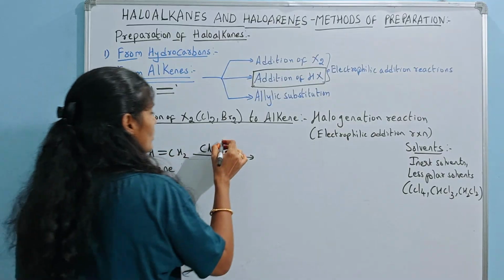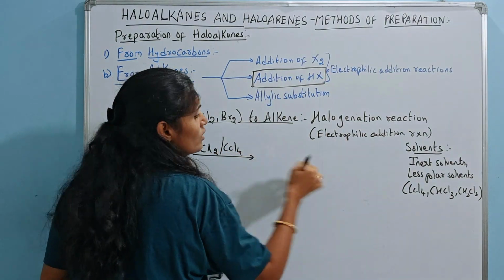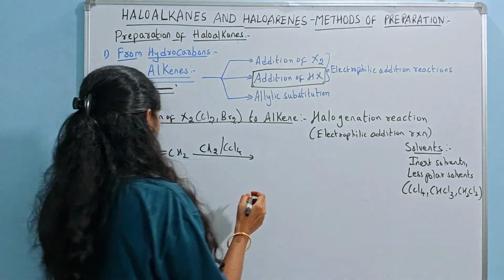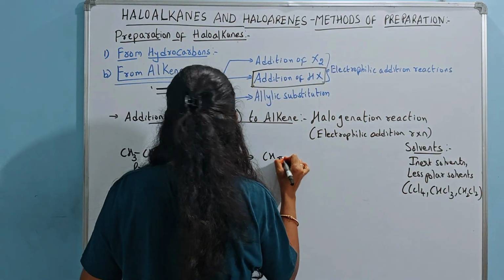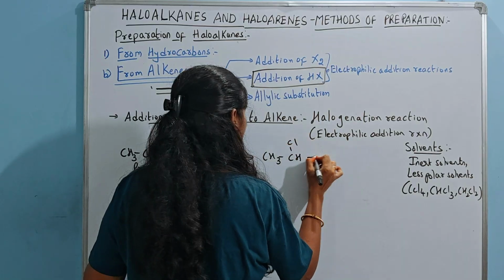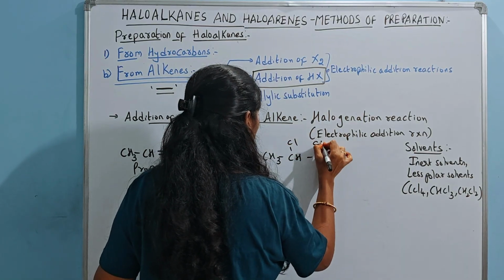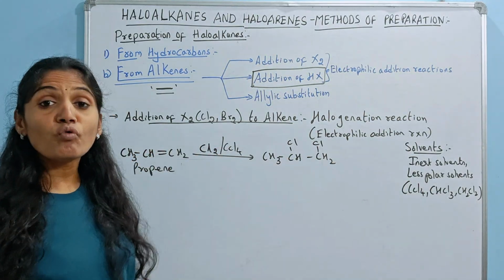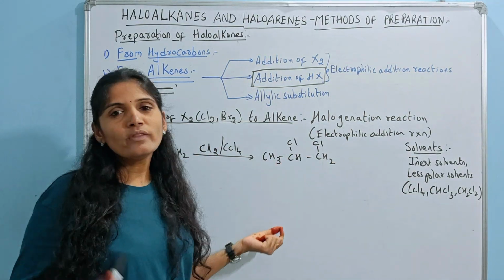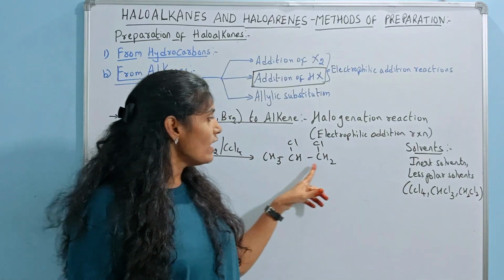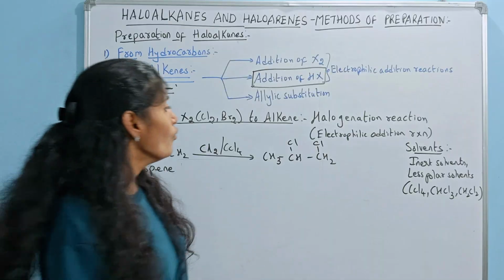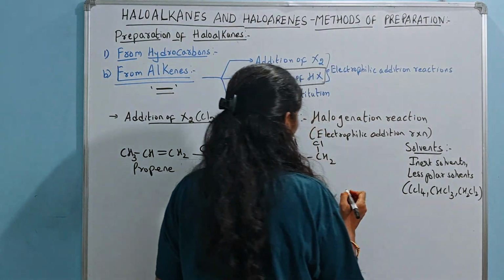Now here I have taken my propene. I will take any solvent of choice from the three, say CCl4. Then what will happen? Your halogen gets added here, giving CH3CHCl-CH2Cl. So chlorine gets added onto the double bond. I told you in the introduction classes, if the halogen atoms are present on adjacent carbon atoms, what kind of halide should I call them?